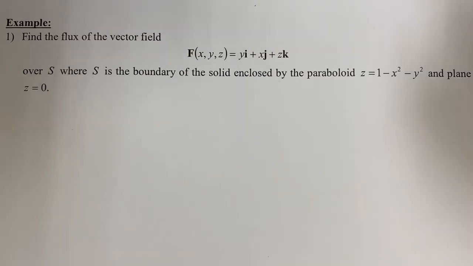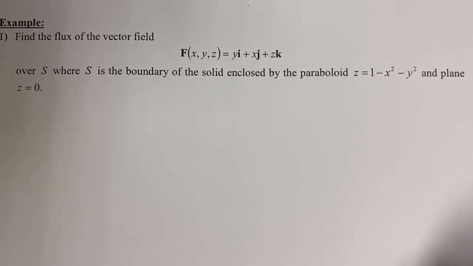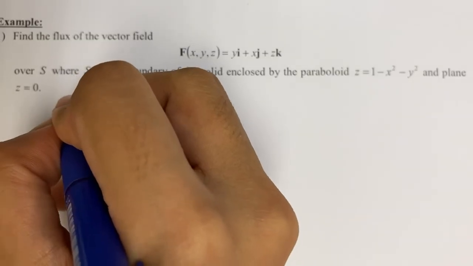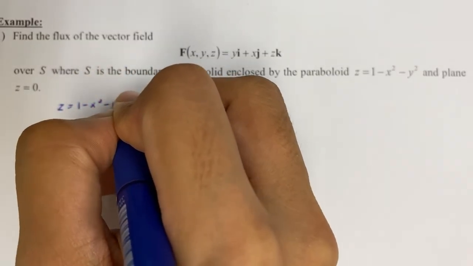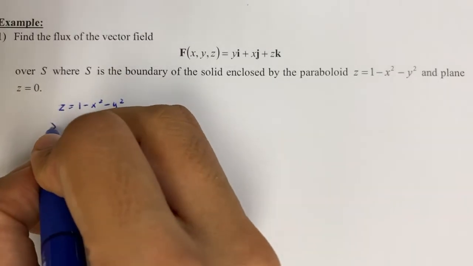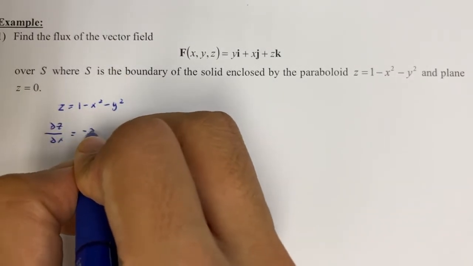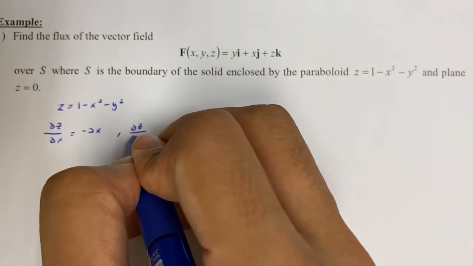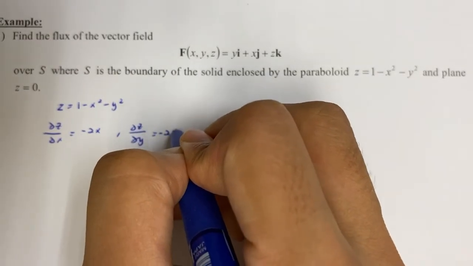Okay, let's see one example. Find the flux of the vector field F(x, y, z) equal to y i plus x j plus z k over S, where S is the boundary of the solid enclosed by the paraboloid z equal to 1 minus x squared minus y squared, and z equal to 0. So z equal to 1 minus x squared minus y squared. We assume the orientation is positive since it doesn't say anything about n. So del z over del x is equal to negative 2x, and del z over del y is equal to negative 2y.